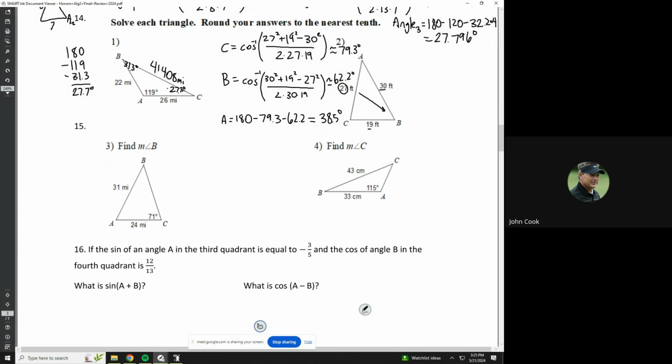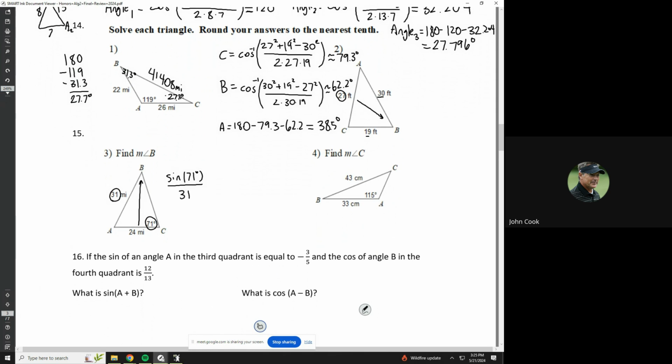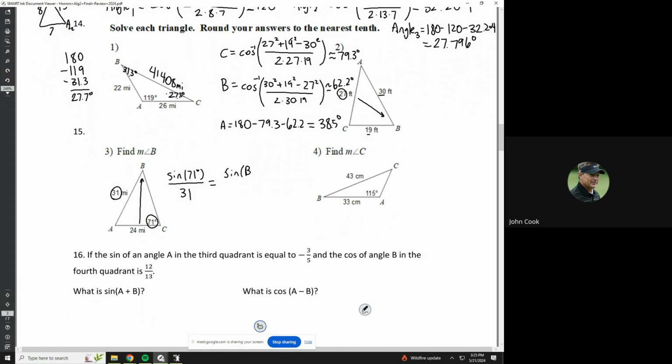Now let's go over to number 15. So number 15, I just need to find one thing. This one doesn't have to solve the triangle, it just finds one thing, and that's angle B. Okay, no problem. So I've got a side and an angle pairing, so I can use the law of sines. And that's exactly what I'm going to use to solve for the angle across from the side that I do have. So I do the sine of 71 degrees divided by its side that's across from it, 31 miles. And then that's going to be equal to the ratio of the angle that I'm looking for, the sine of B, over its opposite side, which is 24.